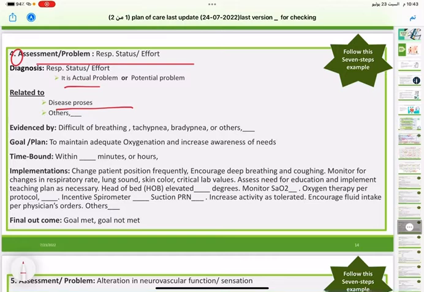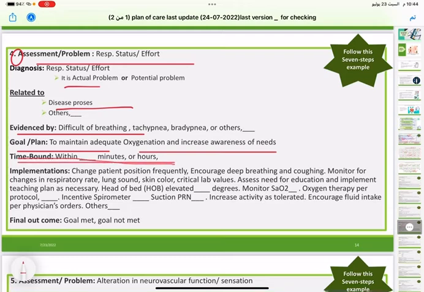Very important to write this part. And also evidenced by what? Symptoms you can see, or something he verbalizes, he can tell it to you. The goal, what you want to do for the patient, because you want to give oxygen, you want to maintain the oxygenation, you want to increase the saturation maybe. So according to your aim, you want to increase the saturation, you want to maintain adequate oxygenation and increase the awareness of needs.